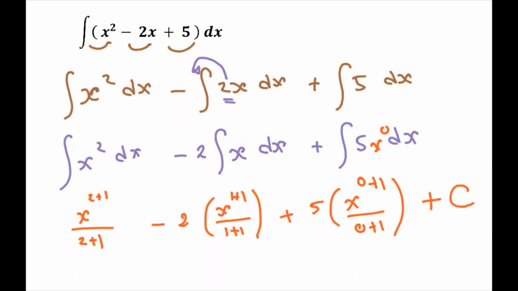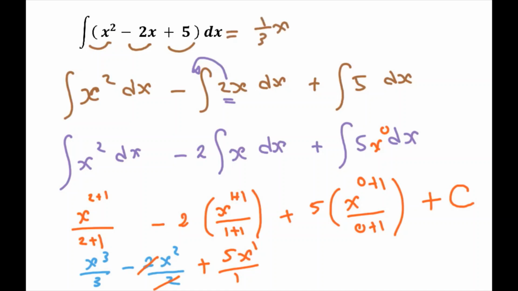that's going to be equal to x to the power of 3 over 3, minus 2 times x to the power of 2 over 2, and these two will cancel each other out, plus 5 times x to the power of 1 over 1. The final answer will be equal to 1/3 x cubed, or you can say x cubed over 3, minus x squared plus 5x plus c.